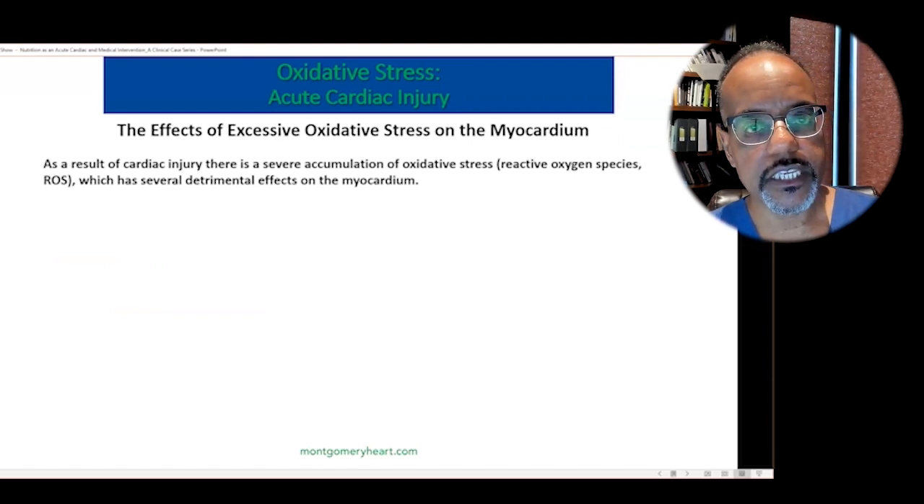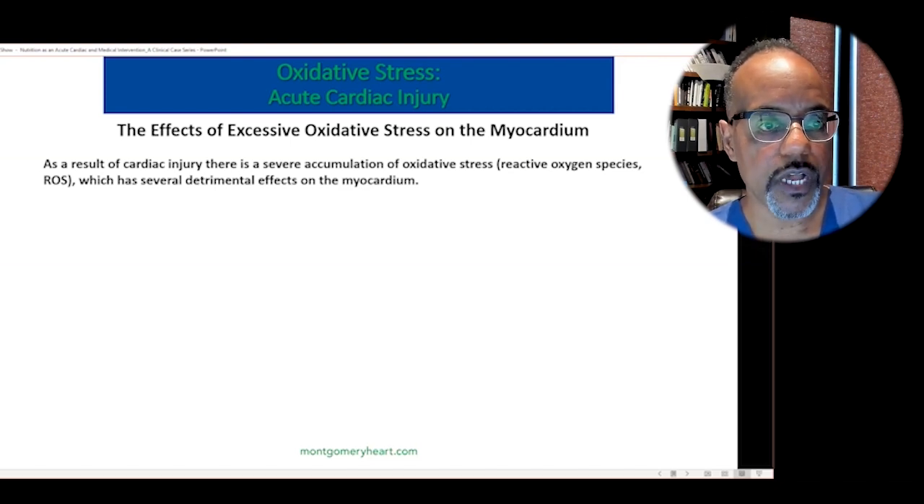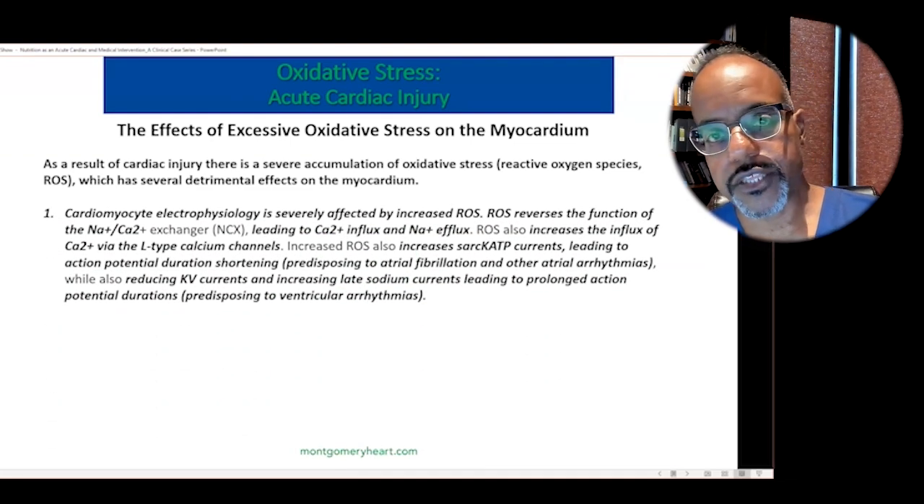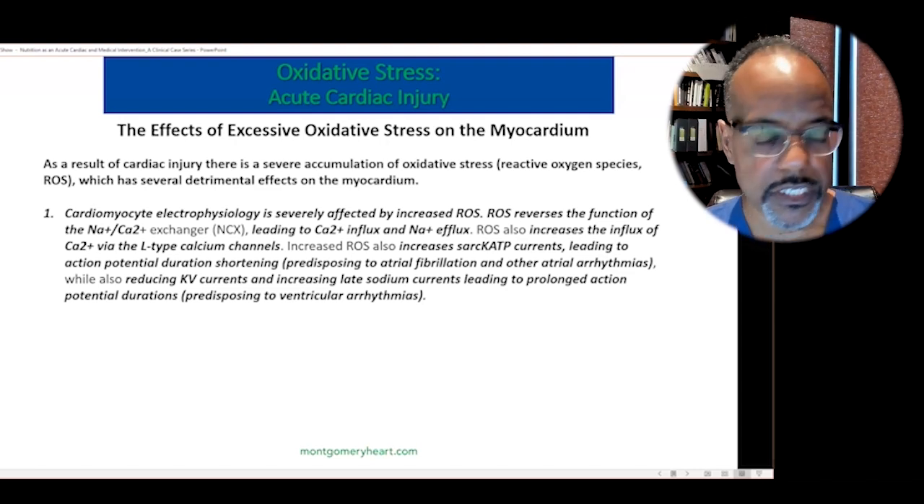So oxidative stress, let's go over this real quick. As I said, it's an imbalance between molecules that are considered free radicals or reactive oxygen species, and they're unbalanced with antioxidants. So what effects does this have on the heart?